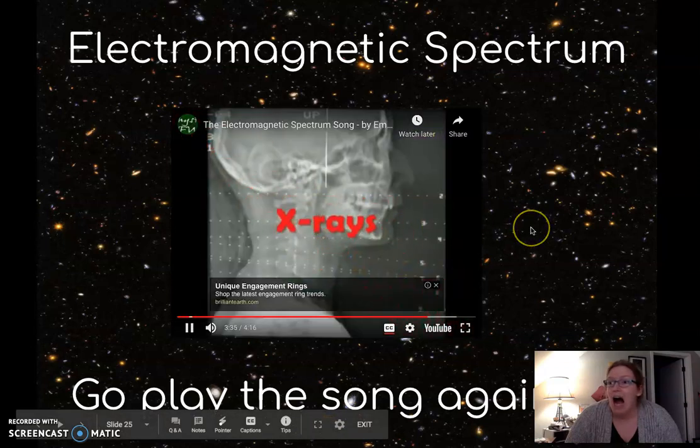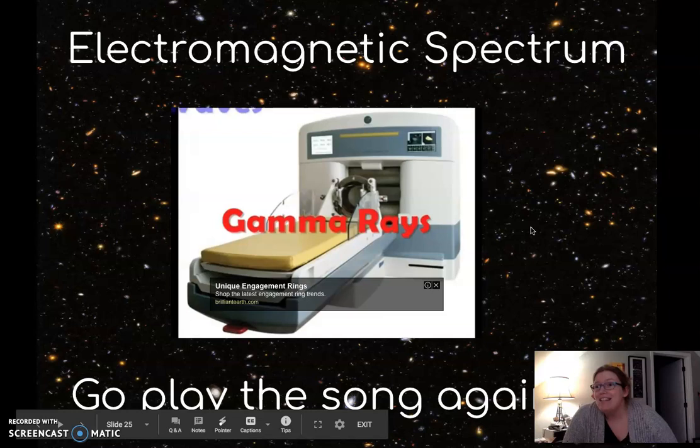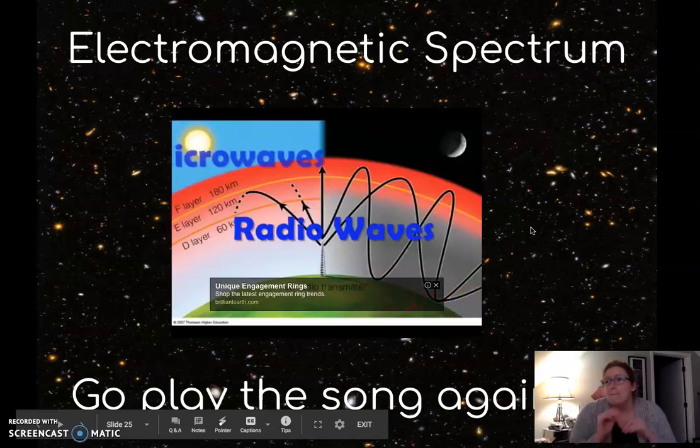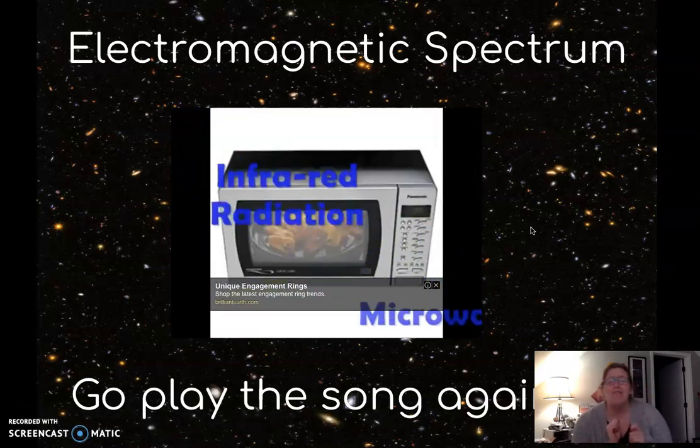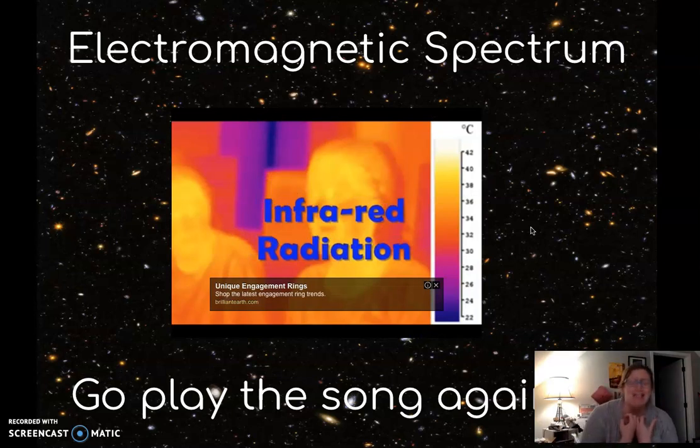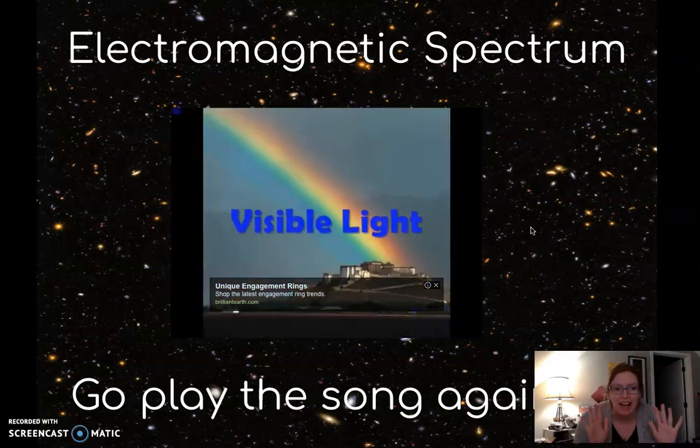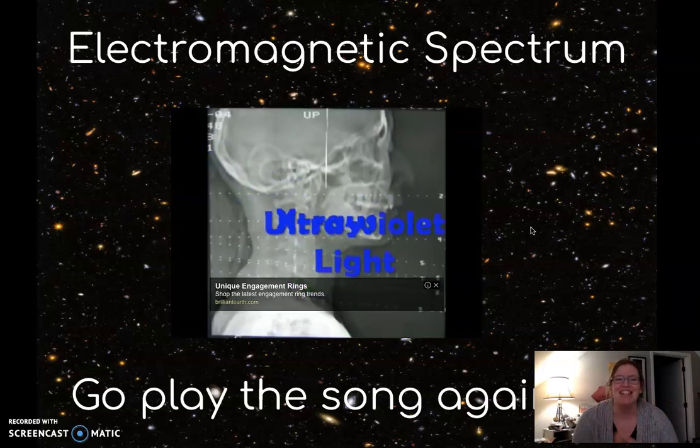Violet, X-rays, gamma rays, radio waves, microwaves, infrared radiation. Good luck, folks. X-rays.